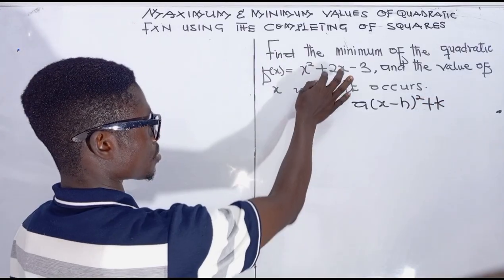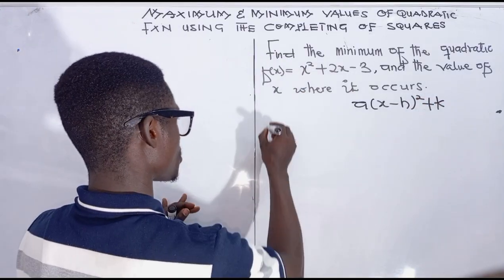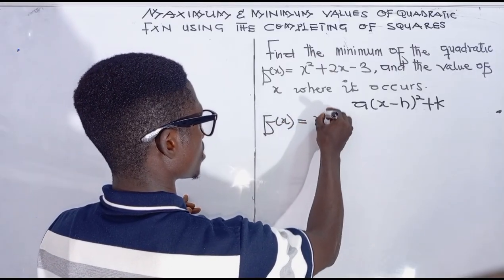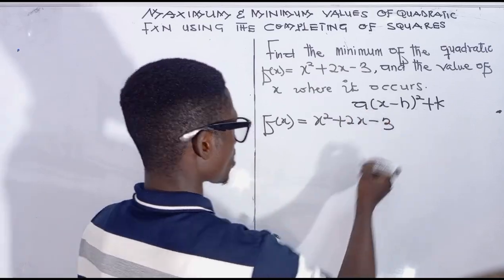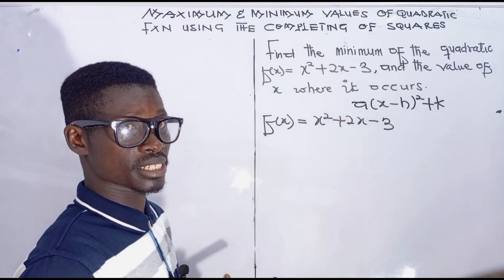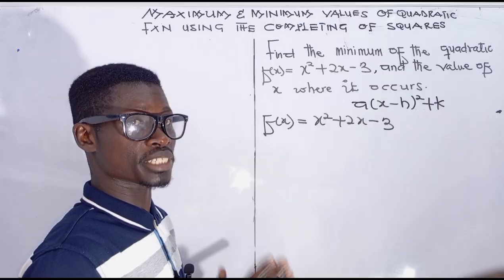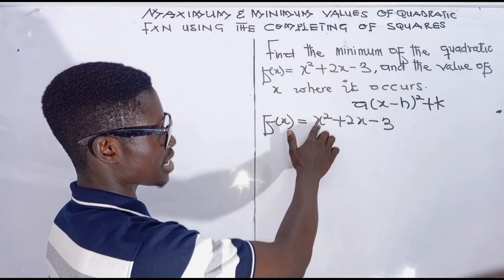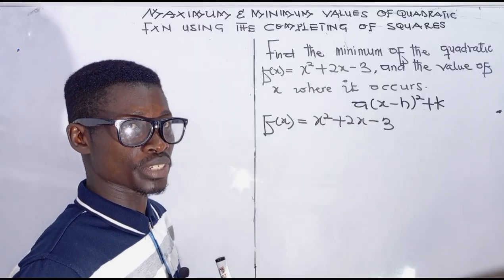So let's complete the squares of this very function. So we have... In completing the squares, the first thing that we are going to do is to make sure that the coefficient of x squared is 1. From this, we can see that the coefficient of x squared is 1, so we are not going to do anything to it.